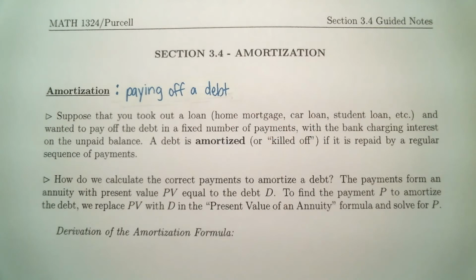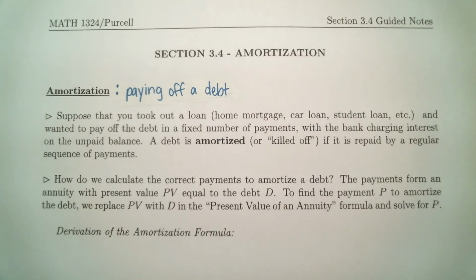So what is done to come up with the amortization formula? What that formula tells you is going to be the monthly payment or the quarterly payment or whatever periodic payment that you have to make in order to kill off your debt, which is the purchase price plus the interest. The way you come up with this formula is to take the formula for the present value of an annuity, replace the present value with the debt, and then solve for P, the payment.